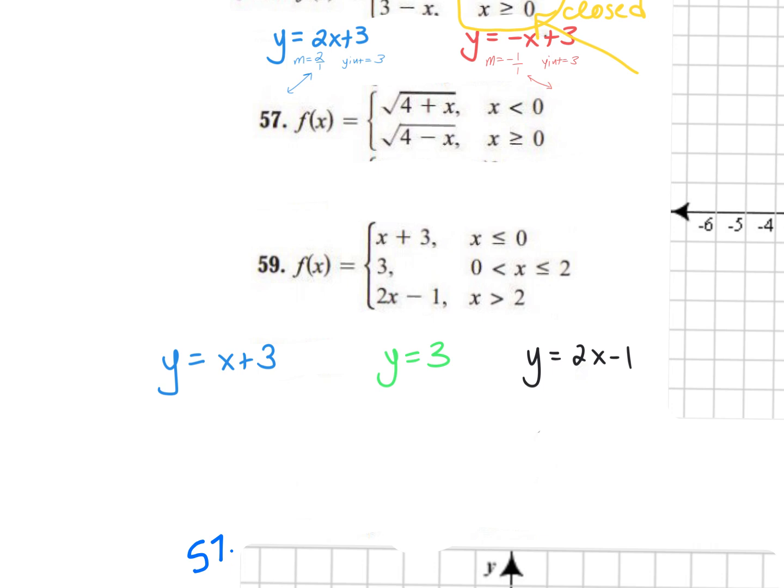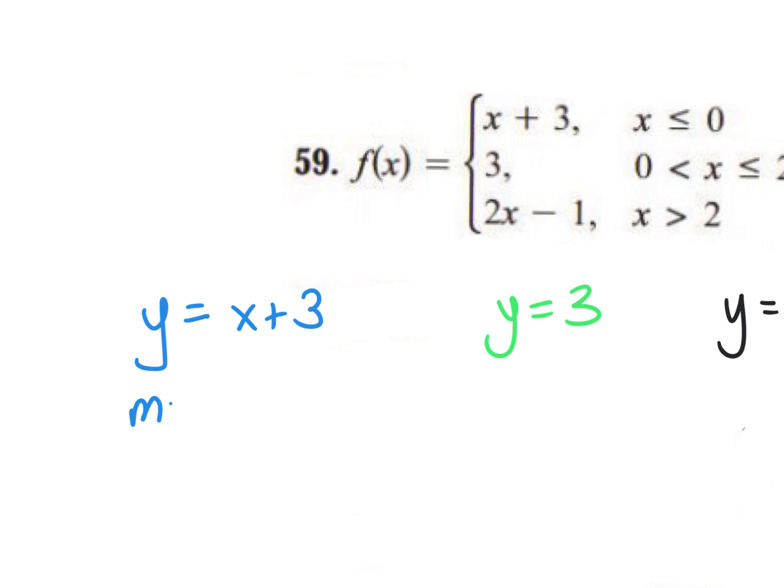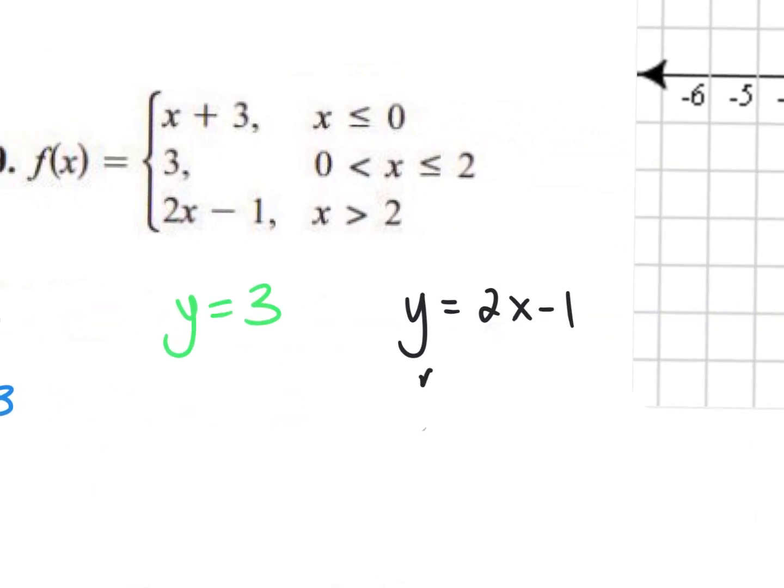So in this first one, blue, what's my slope? What's my y-intercept? Slope is 1 over 1. What's the y? And this is a positive line, so it's going to go like that. Let's talk about the black one. What's my slope? 2 over 1. What's the y? Negative 1, so it's a positive line again. It's going to go this way.